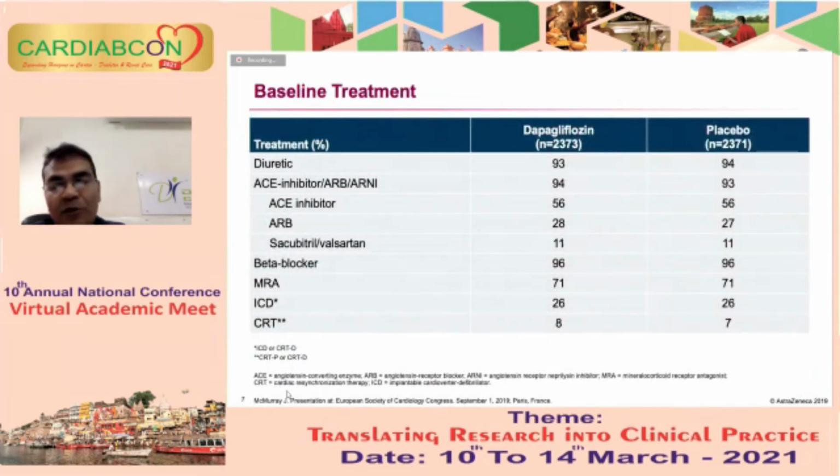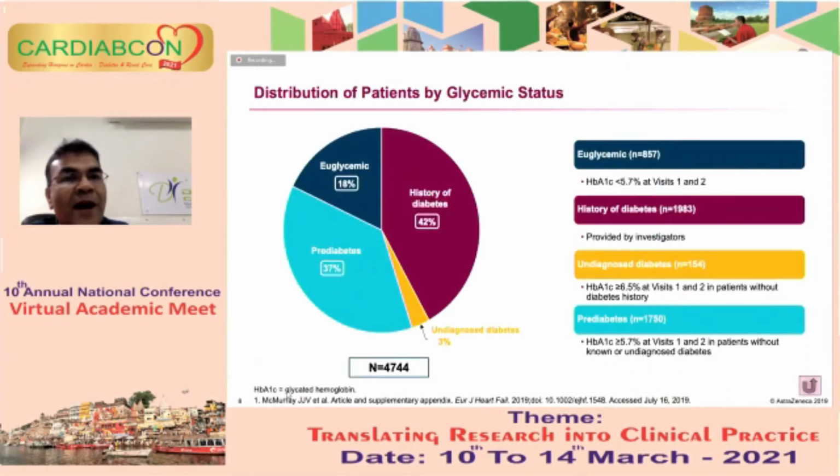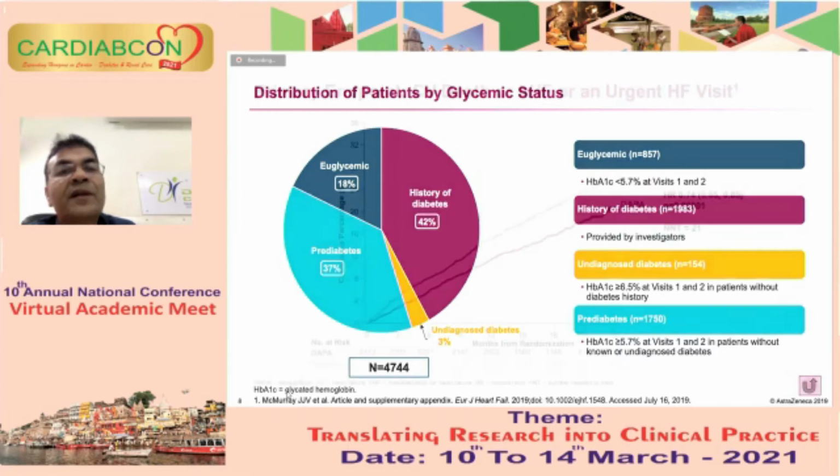The patients, as I told you already, in both the arms, it was equivalent, DAPA as well as placebo arm. The distribution of patients, as I told you, there are 18% of the patients who were completely non-diabetic. But even there, pre-diabetes was in 1/3 of the patients. They were not having a history of diabetes, but when they were recruited, when their A1C and fasting plasma glucose were done, they were found to have pre-diabetic status also. So actually, 18% of them were purely non-diabetic, and 37% of the patients were pre-diabetic also.